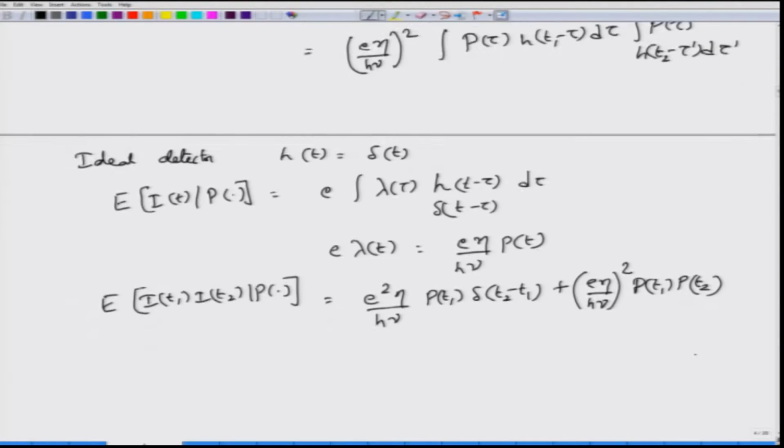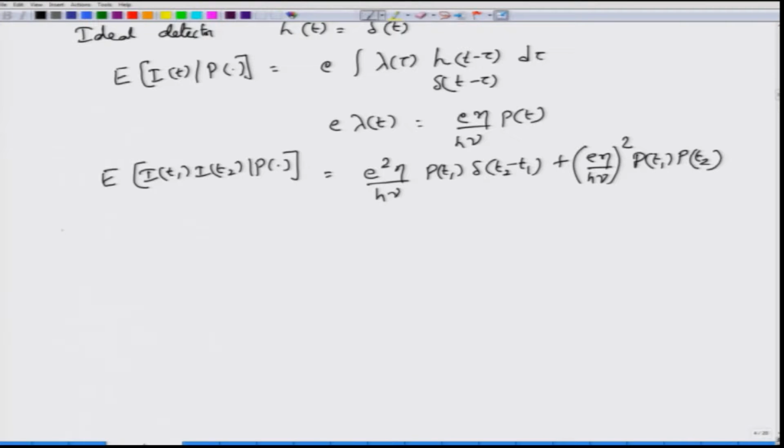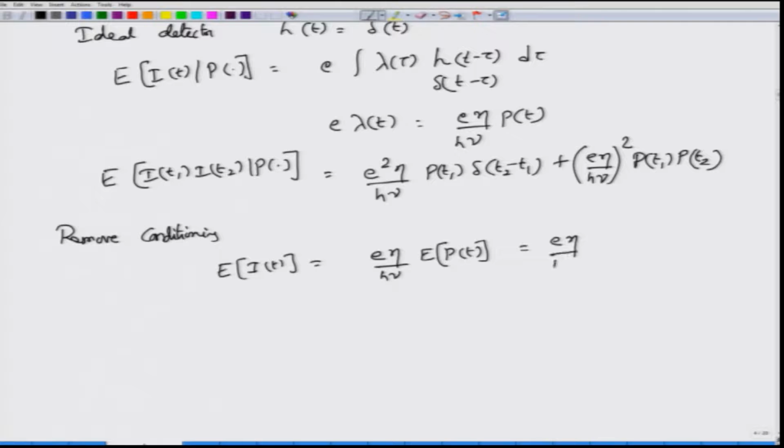Once you have this, now we can remove the conditioning on the fact that we have received an optical power. So, we can remove this preconditioning that we have done. And when we remove the condition, you see the mean photocurrent I of t that you obtain is given by E eta by h nu, the mean optical power that you have received. We can rewrite this as E eta by h nu times P bar, where P bar of t is the mean optical power that is incident.